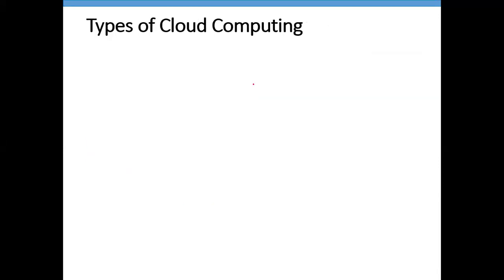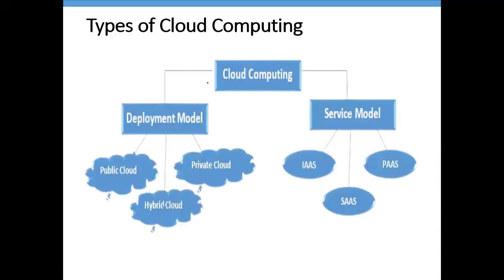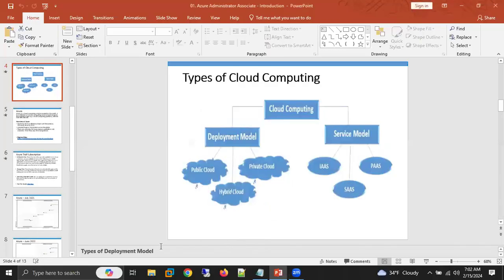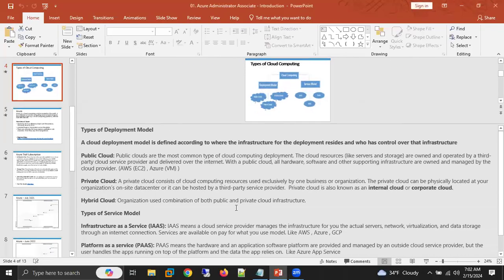Now, we have different types of cloud computing options in the market. The first one is called deployment model. The other one is called service model. In deployment models, we have 3 types: public, private, hybrid. In service model also, we have 3 types: IaaS, SaaS, and PaaS. Now, what is the full form of these? We'll discuss it. Before that, we'll come here.